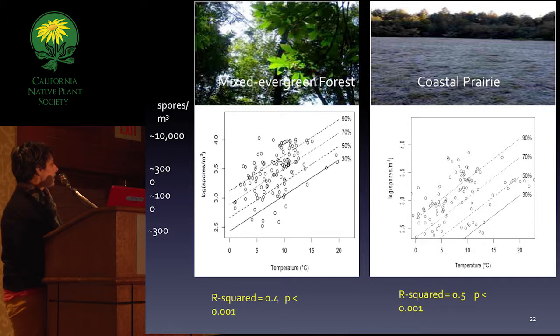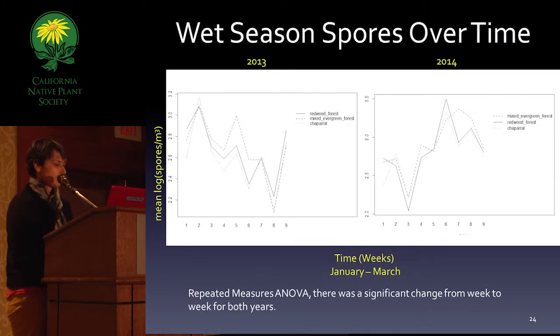That's pretty cool. It's a little different, it's shifted for the coastal prairie. In colder temperatures, between freezing and 15 degrees, is where you're going to be seeing the most inoculum. So that could be useful as baseline data for looking down the line at, or trying to do, infection studies. Okay, great. Got a little bit more time.